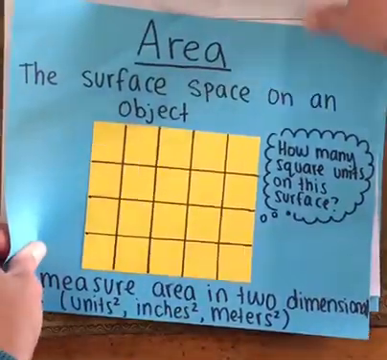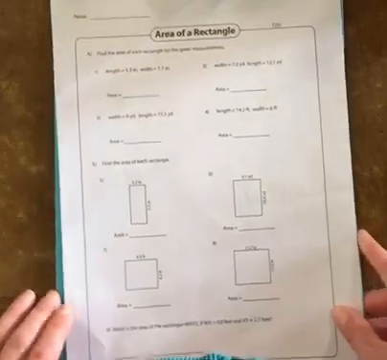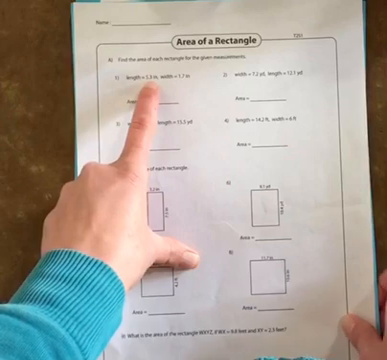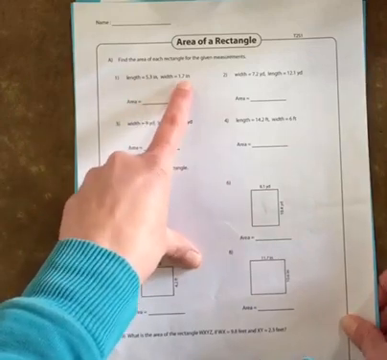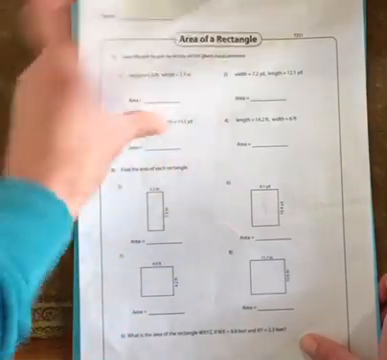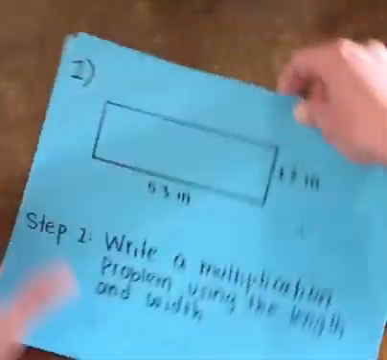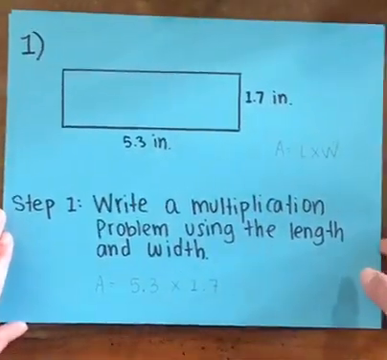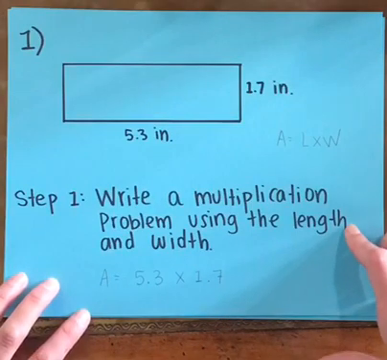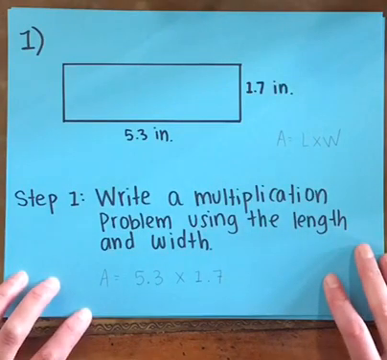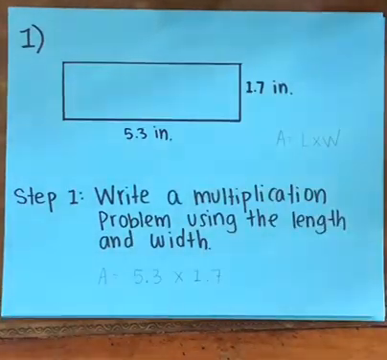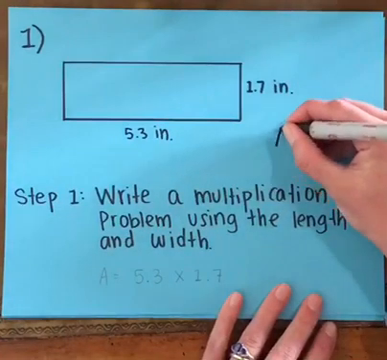We are going to do practice problem number 1 from your assignment today, which is giving you the length of 5.3 inches and the width of 1.7 inches for a rectangle and asking you to find the area. So let's go ahead and start, just like with perimeter, by copying down the rectangle, copying down the dimensions, giving ourselves lots of space. We should be using lined paper if possible so that we can keep our computations lined up. We also want to start by reminding ourselves what the formula is for area.